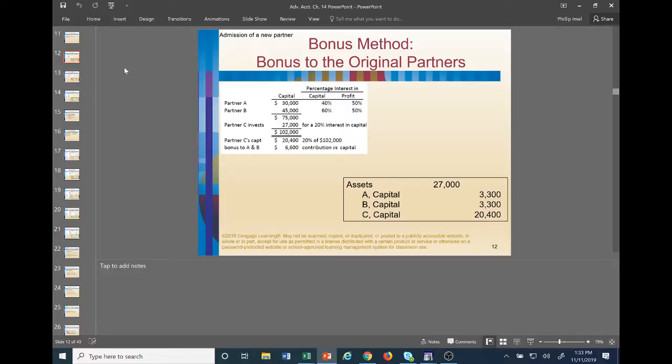Now, assuming the $6,600 is identified as a bonus to the original partners and is divided between them according to their profit and loss ratio prior to the admission of the new partner, the entry to record C's investment is as follows. So we'll debit assets for $27,000. We'll credit the capital to A, B, and C as follows: $3,300 to A and B, and the capital for the new partner, C, would be $20,400.